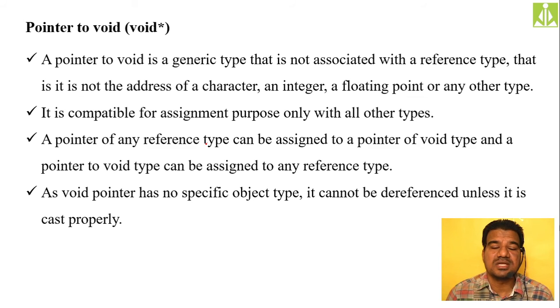Generic in the sense type independent. Without knowing the variable type, you can declare the pointer. So simply make it as void pointer, void star. So void keyword is also helpful. Void data type is also helpful in declaring the generic pointers.